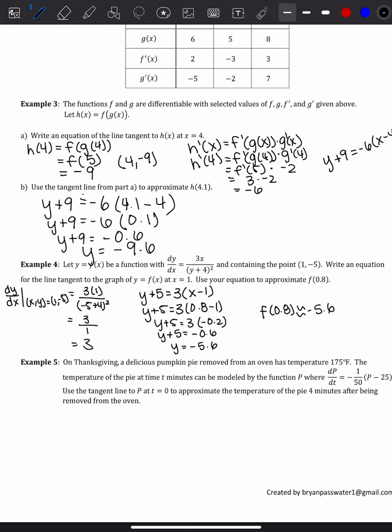So, we need to write the equation of a tangent line, so I need to find the slope and the point at 0 for t. The nice thing is our function has already given us a y value. So at t equals 0 is when we pull out the pie from the oven. So (0, 175 degrees) is our point.